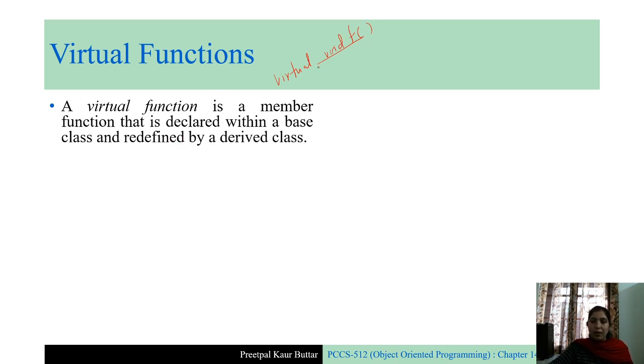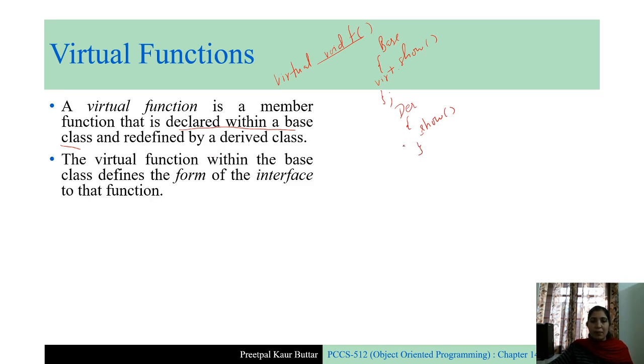In the example, the base class contained the show function. Okay, so we made this show function virtual. So the virtual function is declared within a base class, right? And this virtual function is redefined by a derived class. So in the derived class, we redefine the show function, right?